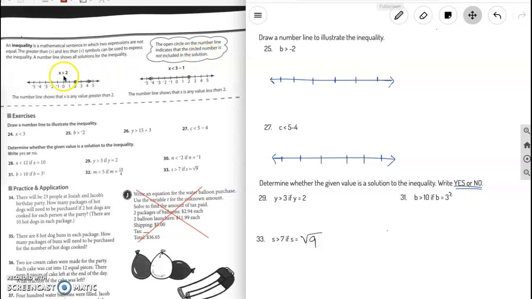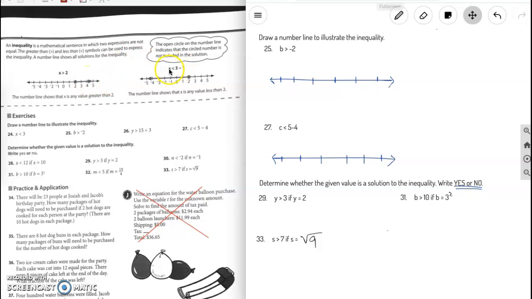So example, x is greater than 2. Do you see how there's a circle above 2? And it's drawing an arrow through all the numbers that are greater than 2. So x could be 3, 4, 5, 6, 7, 8, 9, 10, 11, 12, 13, infinity, right? But not 2 because 2 is not greater than 2. That's why the circle is open. So basically, these are potential answers for x. So the number line shows that x is any value that's greater than 2.